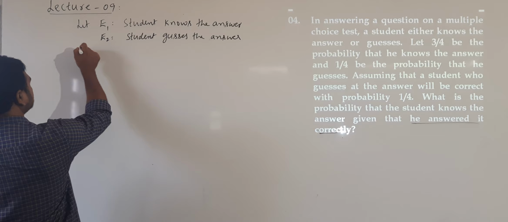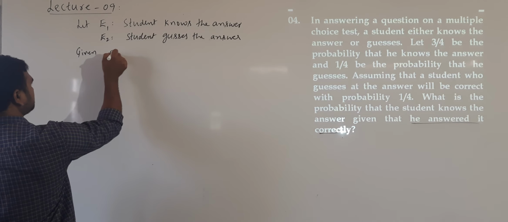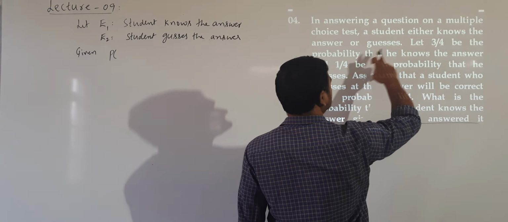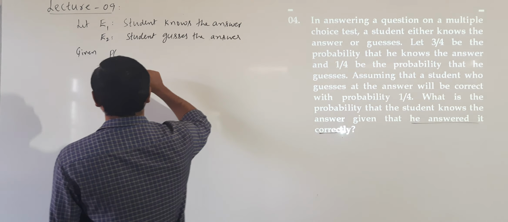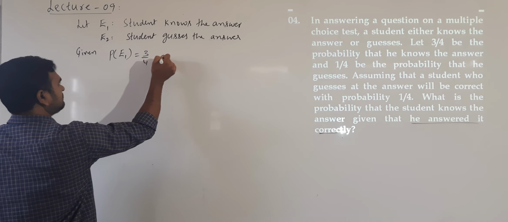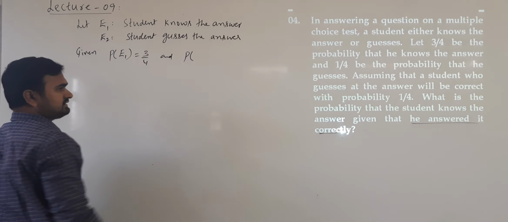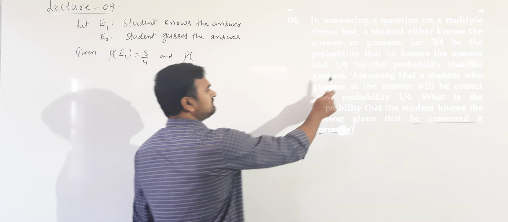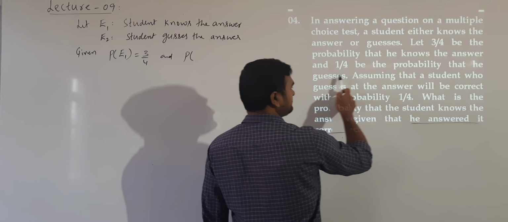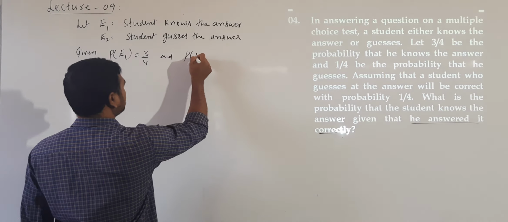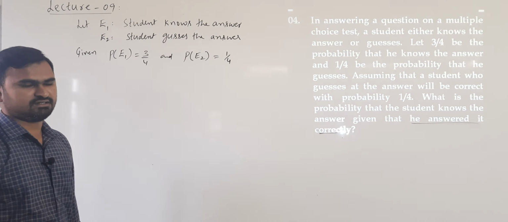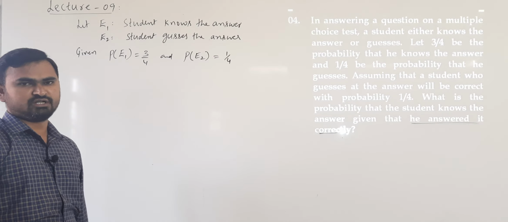Here, what is given? What is the probability that he knows the answer? It is 3 by 4. So P of E1 is 3 by 4. And 1 by 4 is the probability that he guesses the answer, so P of E2 is 1 by 4. Right? Now we have to define the common event.